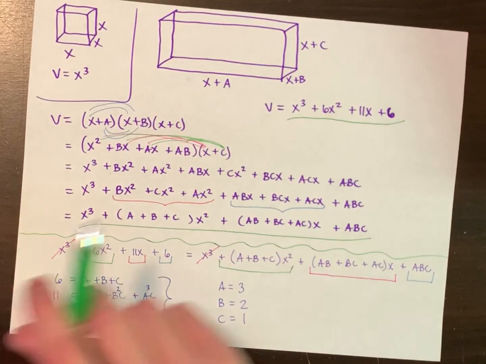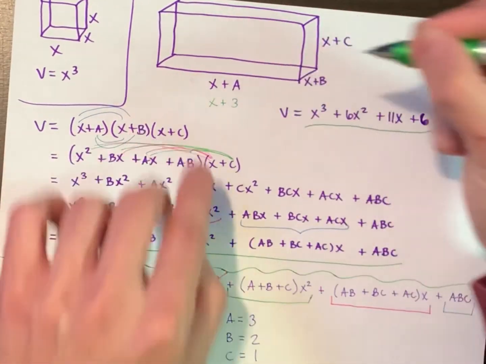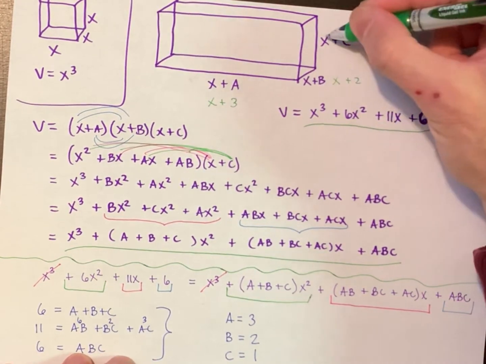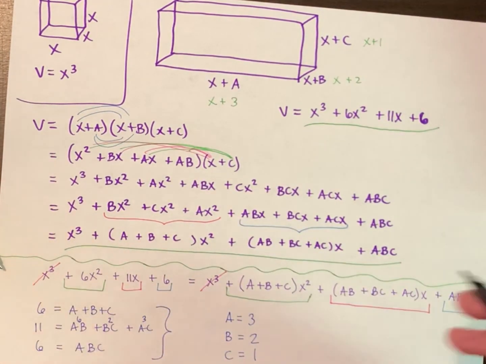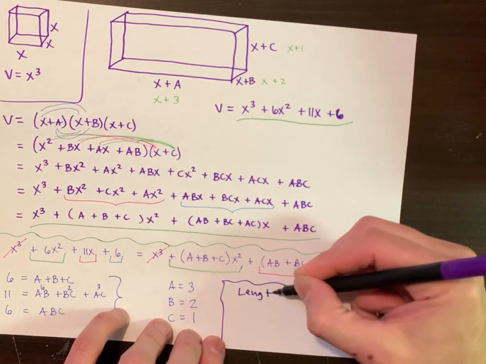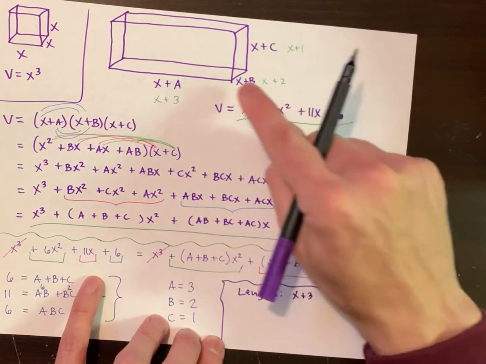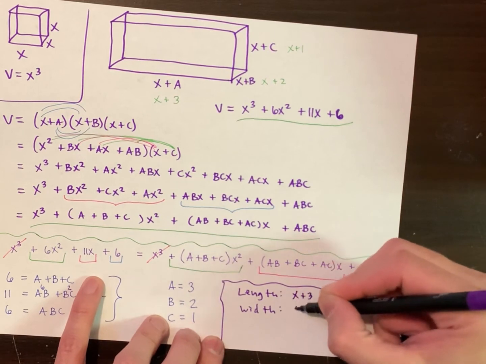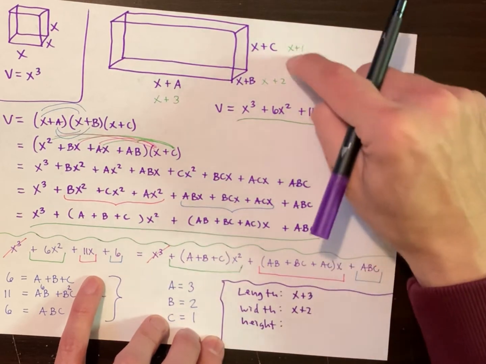So what I'm saying is up here, that x plus A is really x plus 3, because that's what A is. And then here, that's really x plus 2, and this is x plus 1. So the final answer, after all of this math, the new length should be x plus 3. The new width should be x plus 2. And the new height should be, what does it say? It says x plus 1.